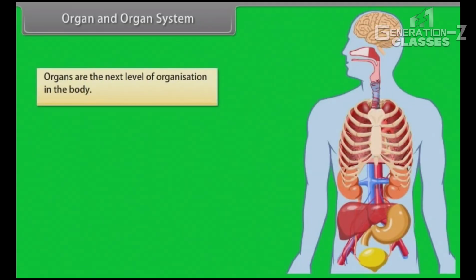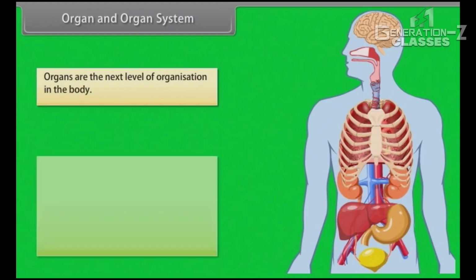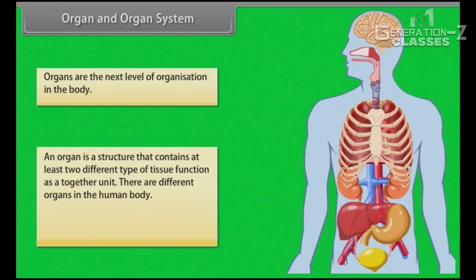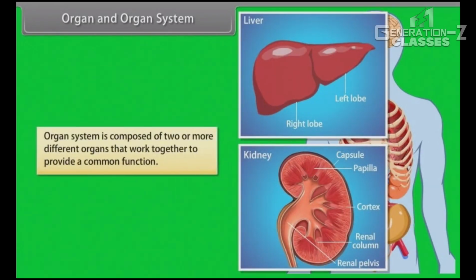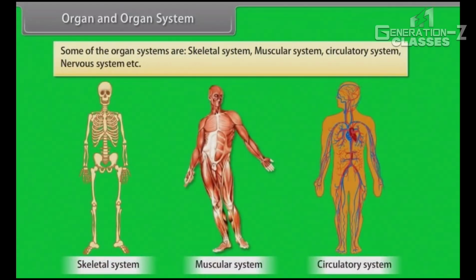Organ and organ system. Organs are the next level of organization in the body. An organ is a structure that contains at least 2 different types of tissue functioning together as a unit. There are different organs in the human body, for example, liver, kidney, skin, etc. An organ system is composed of 2 or more different organs that work together to provide a common function. Some of the organ systems are the skeletal system, muscular system, circulatory system, nervous system, etc.